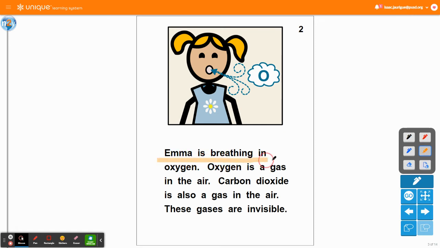Emma is breathing in oxygen. Oxygen is a gas in the air. Carbon dioxide is also a gas in the air. These gases are invisible. You can't see them. What is a gas in the air that we breathe? Oxygen.